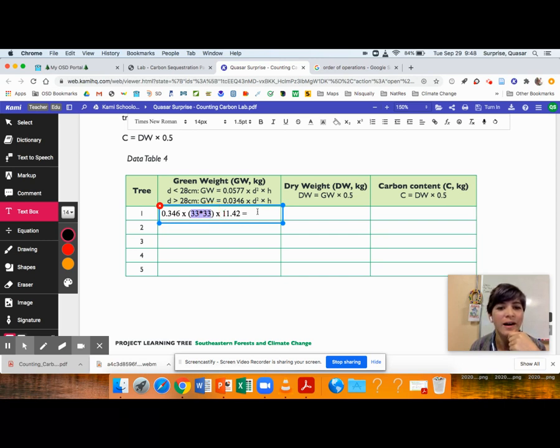So I got a total of 4,300, and I'm going to round to the nearest whole number. Wow, and that's in kilograms. That's my green weight. That is a heavy tree, 4,300 kilograms.